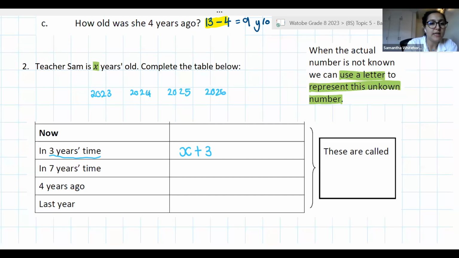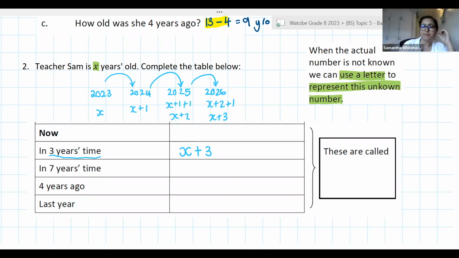So if I'm currently X in 2023, adding on a year to 2024, I'll be X plus 1. Adding on another year, I will be X plus 1 plus another 1, so X plus 2. And then adding on another year, I'll be X plus 2 plus another year. So I'll be X plus 3 years old.